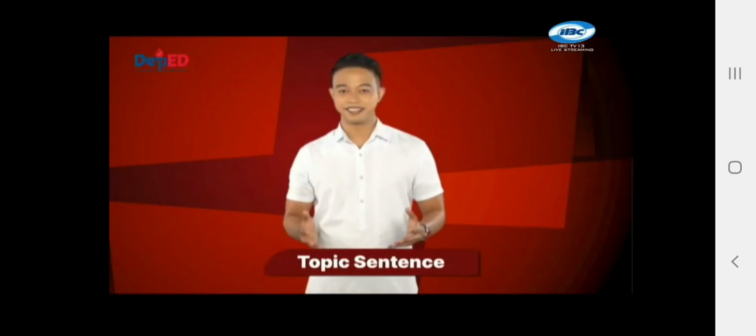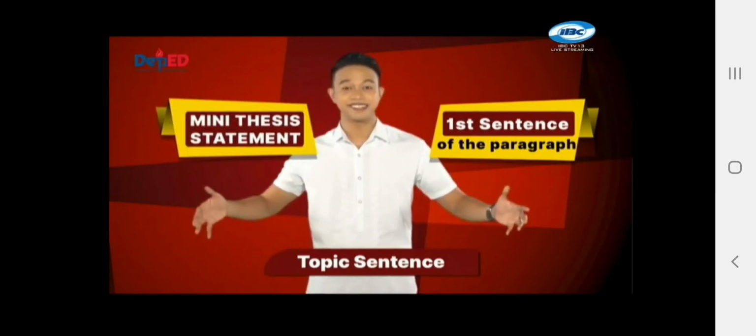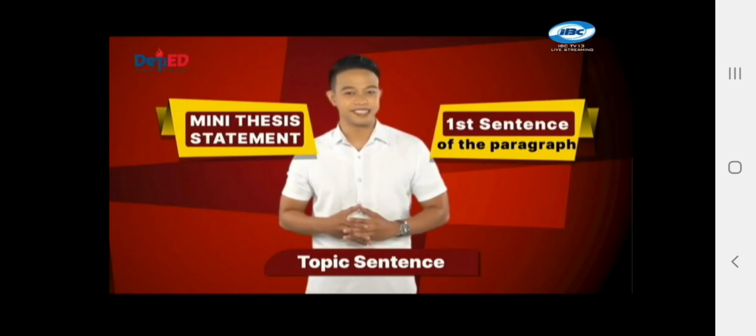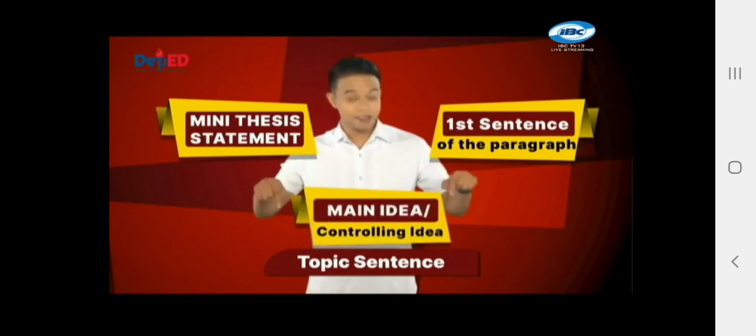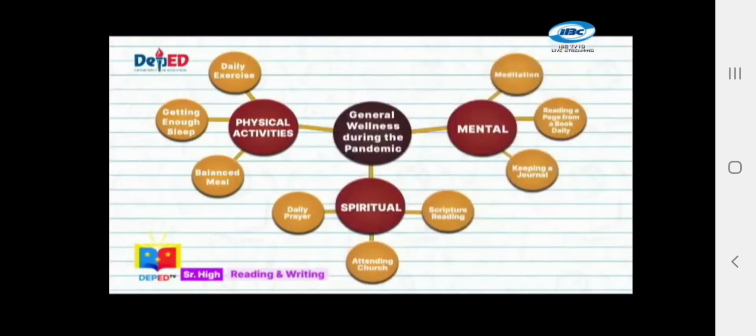A topic sentence is the first sentence of your paragraph. Think of it as a mini thesis statement, but only for one paragraph. The topic sentence contains the main idea or a controlling idea of your paragraph. For this particular essay, your topic sentences are based on the classes from your mind map. For example, the first class you identified based on your mind map is physical activities.